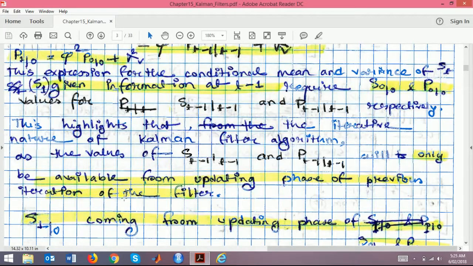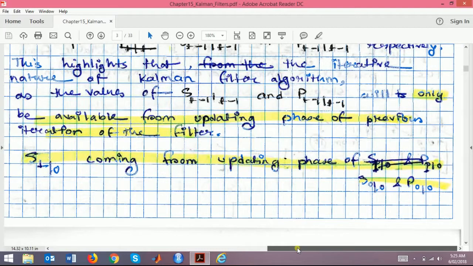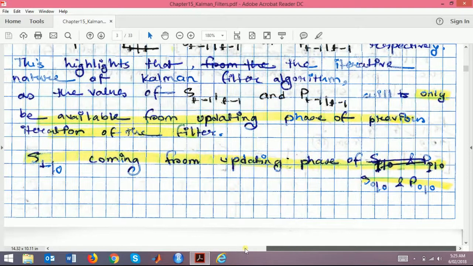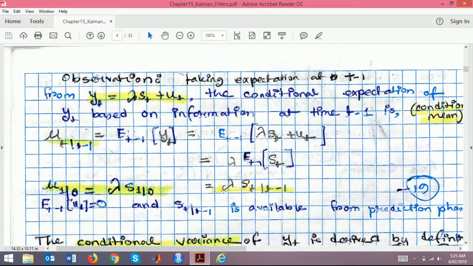So they are used as inputs derived from the earlier algorithm and are inputs in the updating phase. So S1|0 coming from the updating phase of S0|0 and P0|0, so that's what it is in a nutshell.